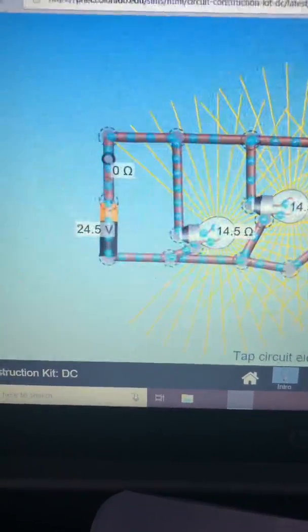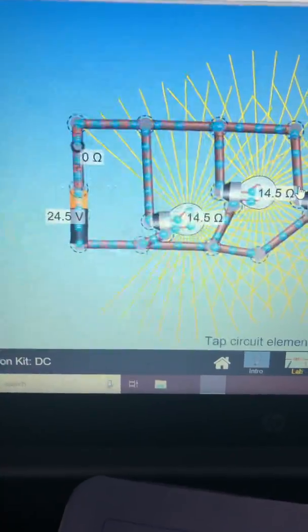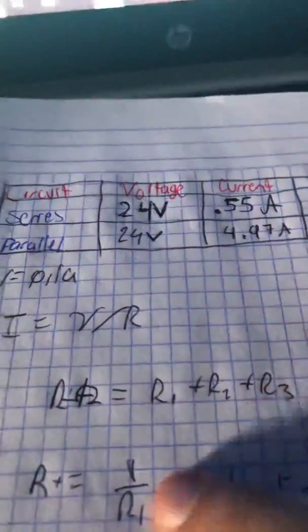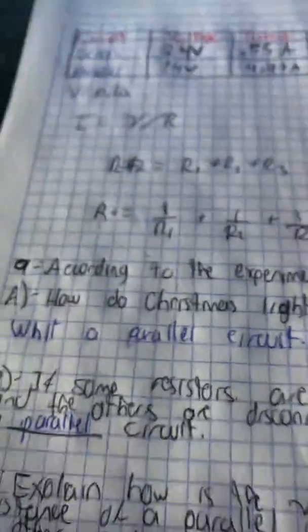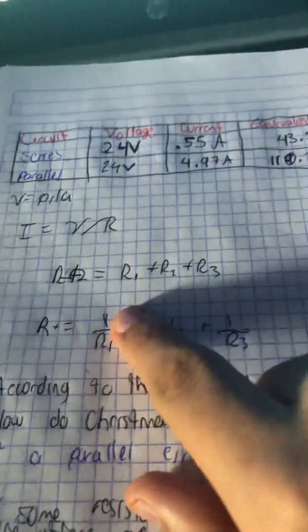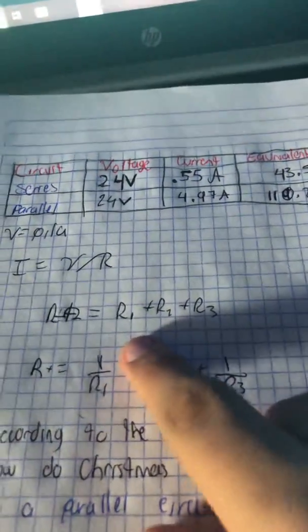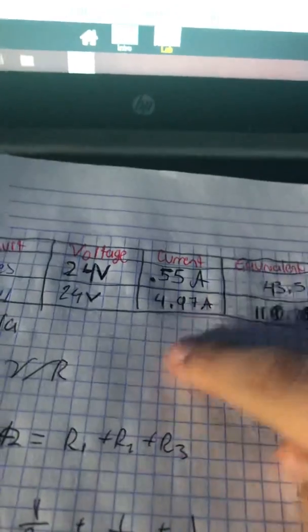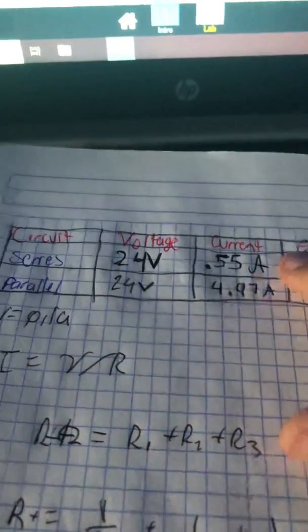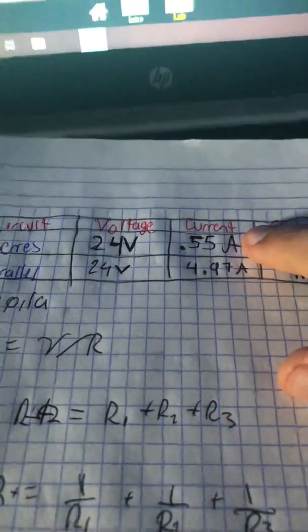But the resistance in the series and the parallel circuit is calculated differently. So in the series circuit, you have to sum the 3 resistances, or the number of resistances that you have, and in the parallel circuit you have to do it like this. So we have 14 plus 14.5 plus 14.5 plus 14.5, we have 43.5 ohms of equivalent resistance, and we do 24 divided by 43.5, and we get 0.55 amperes.